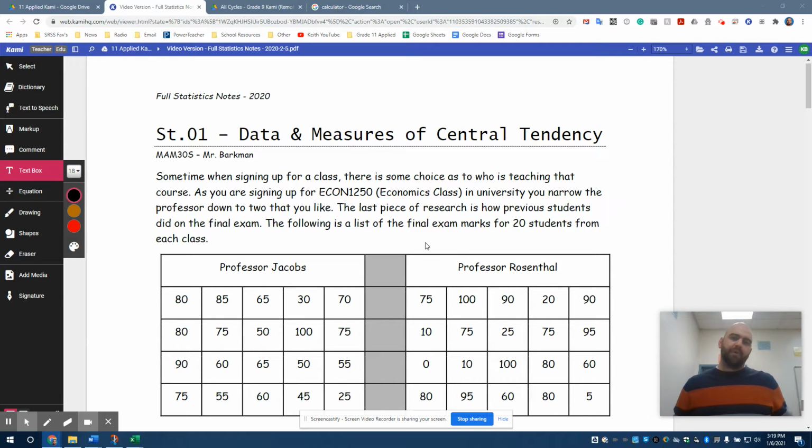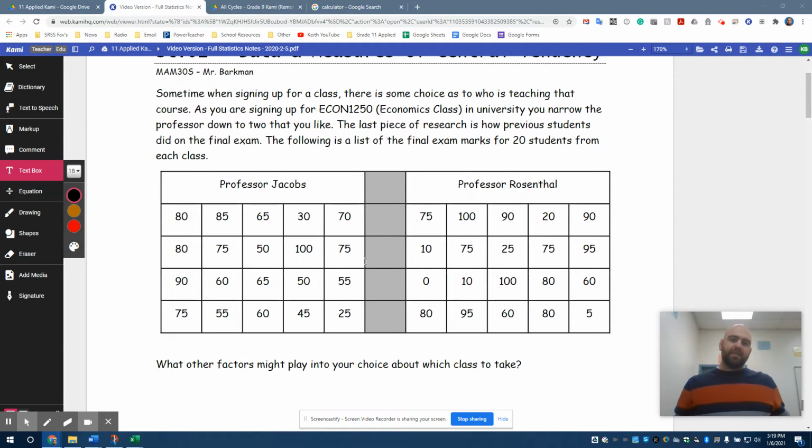So we're going to start off with a little example, and that example is right in front of us here. Let's say that you are signing up for a class in university and you have the option of which class you want to be in. And yes, that is true. You can pick whichever class you want to be in, at least as long as you have the requirements for it. So here you're looking at two economics classes.